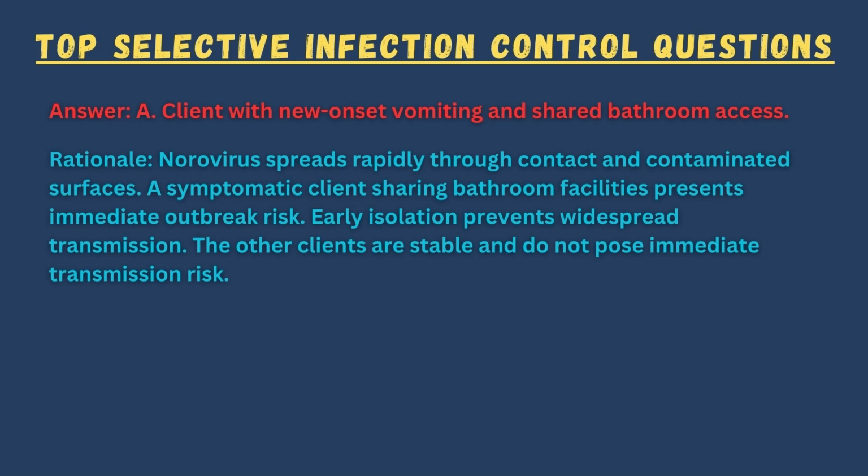Answer A. Clients with new onset vomiting and shared bathroom access. Rationale: norovirus spreads rapidly through contact and contaminated surfaces. Asymptomatic clients sharing bathroom facilities presents immediate outbreak risk. Early isolation prevents widespread transmission. The other clients are stable and do not pose immediate transmission risk.